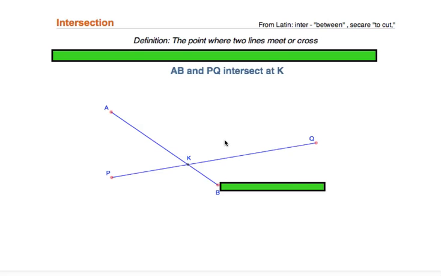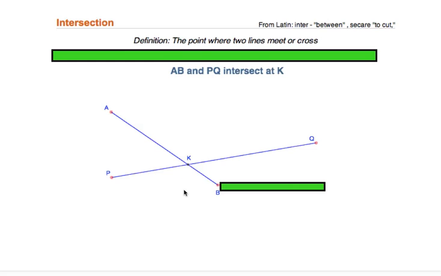So if I look at my first picture here, and I look at line segment A going down to B, and P going across to Q, the point in which those two line segments touch or meet or cross is K. K is the intersection of AB and PQ.